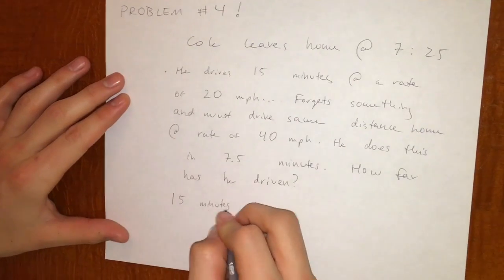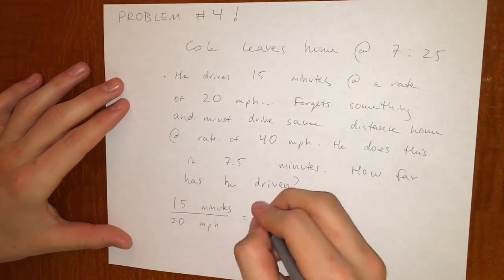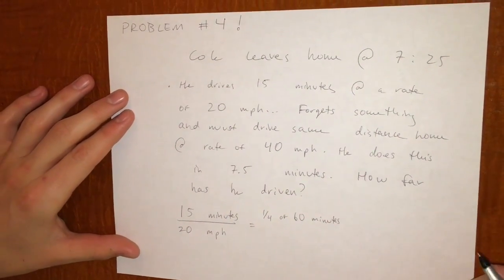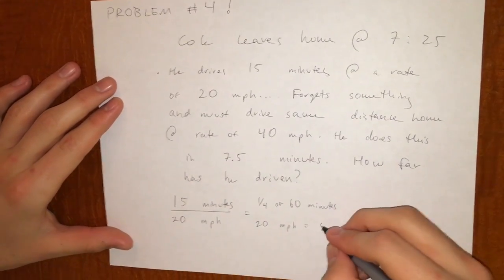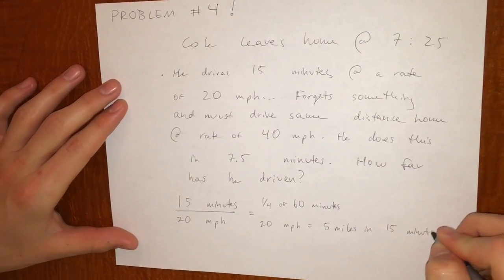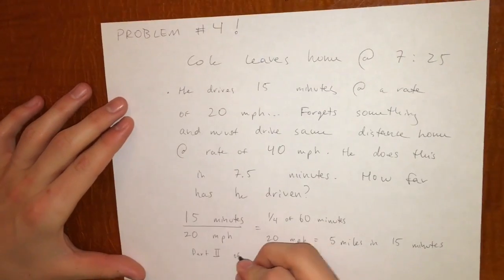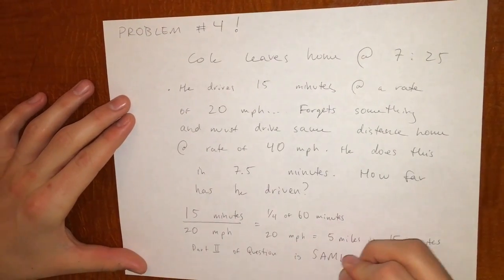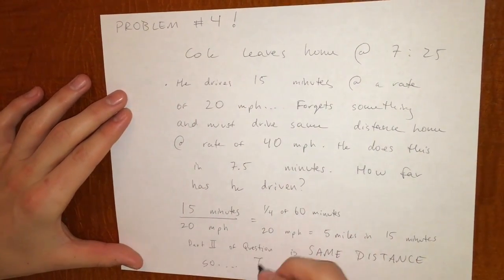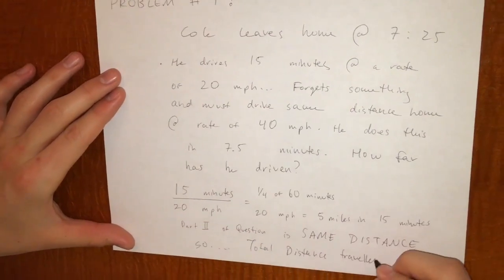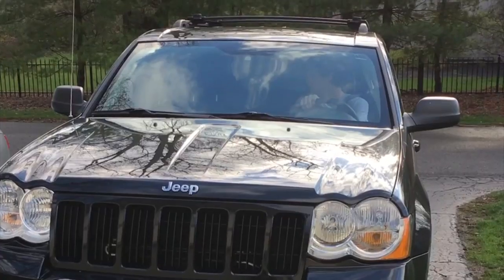So to do this, we set it that 15 minutes over 20 miles per hour, and then we have 15 minutes is 1/4 of 60 minutes. So then we can look at 20 and we can divide that by 4, and that'll show us our miles. And so for part 2, since it's the same distance traveled, our total miles traveled would be 2 times 5, or 10 miles.